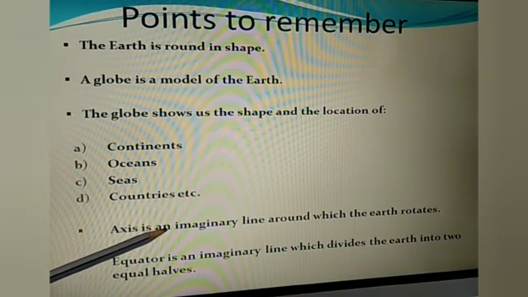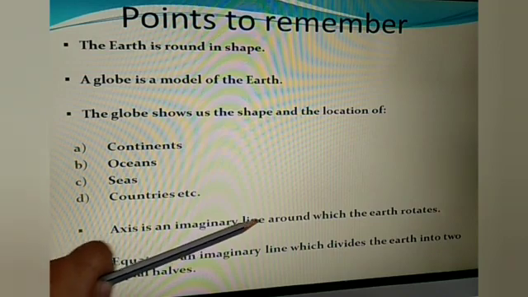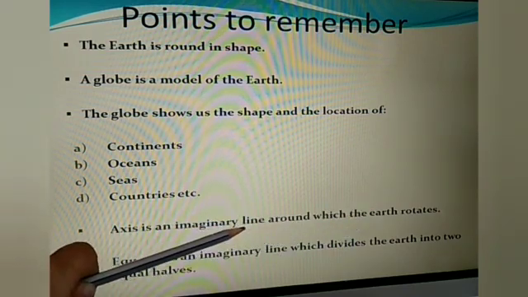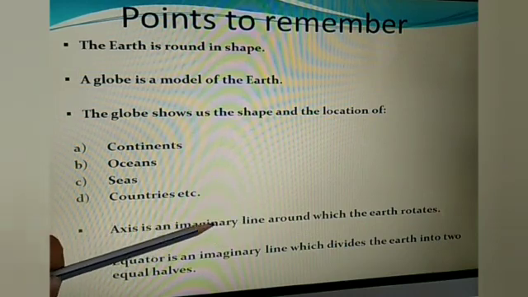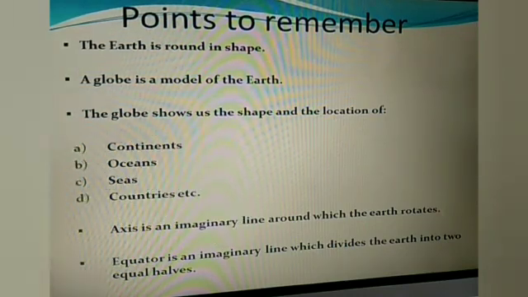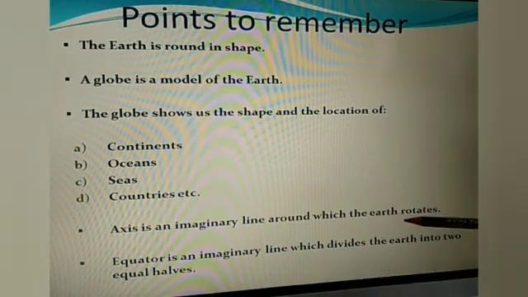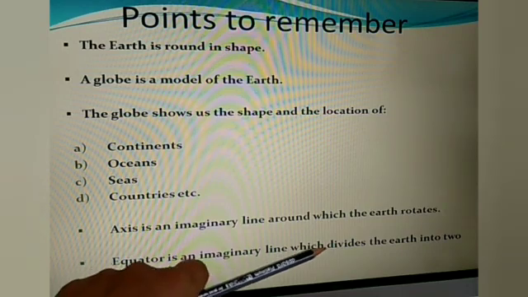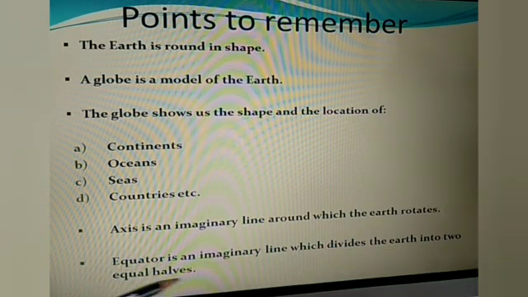Axis is an imaginary line around which the earth rotates, or we can say it is an imaginary line which runs through North Pole and South Pole, which is tilted at 23.4 degree. And the last, equator is an imaginary line which divides the earth into two equal halves.